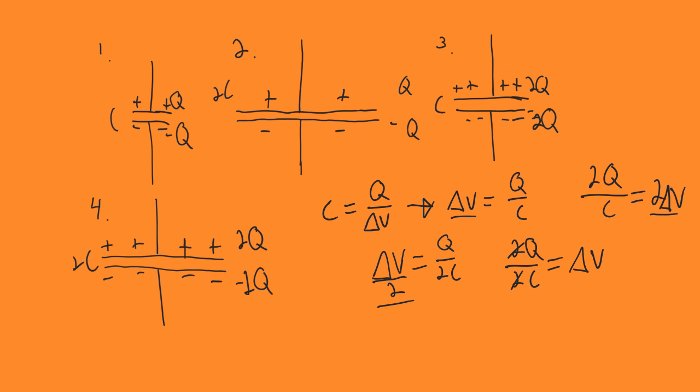So the order would go 3, 1, or 4. It doesn't matter. I'm going to put 1 first. And then 2 would be last, since it's got half the potential difference. So that's how we do number 1. And that explains our evidence as well.